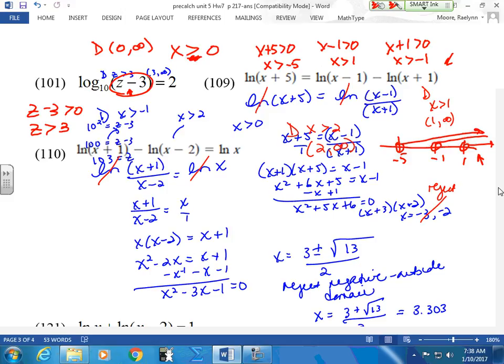Somewhere along the line, if I ask you for your domains, you're going to have to just do it this way and make sure you do this. Could you graph each one? You could. A little longer, but you could.